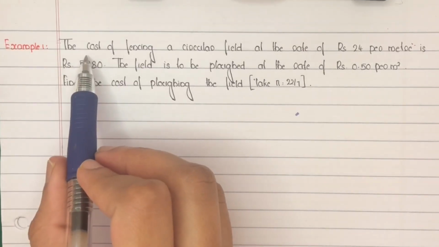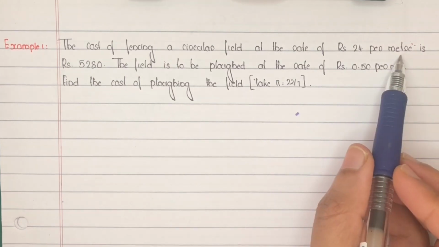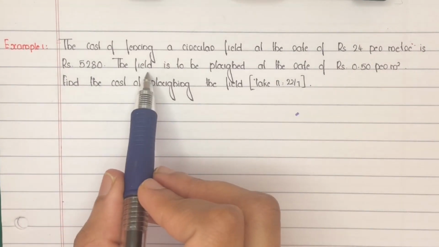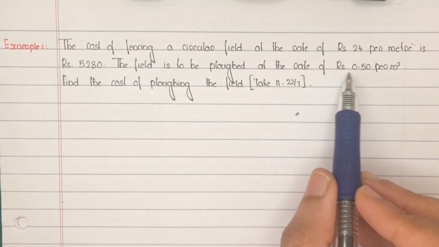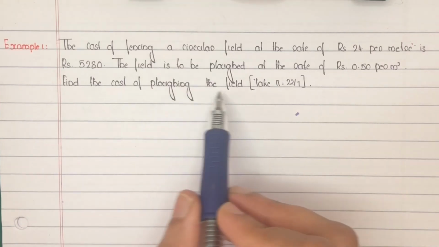Example 1. The cost of fencing a circular field at the rate of rupees 24 per meter is rupees 5280. The field is to be ploughed at the rate of rupees 0.50 per meter square. Find the cost of ploughing the field.